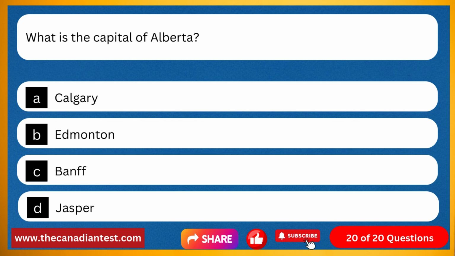Question 20. What is the capital of Alberta? Option A, Calgary. Option B, Edmonton. Option C, Banff. Option D, Jasper.